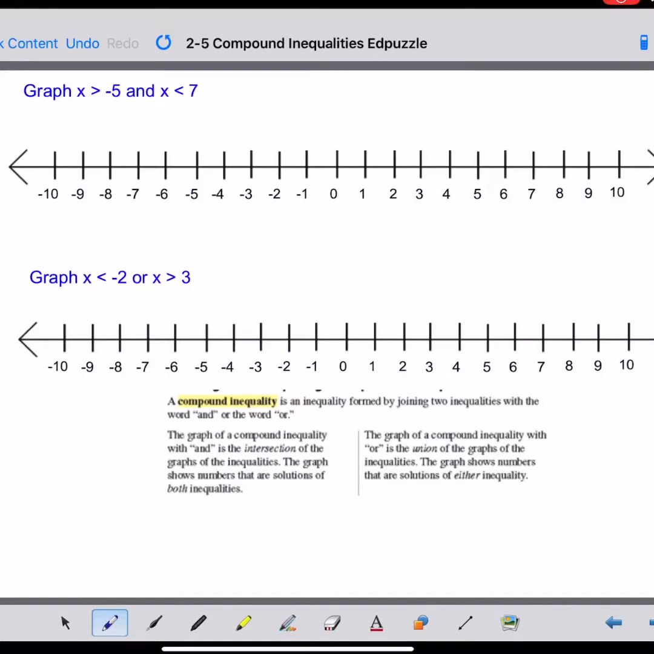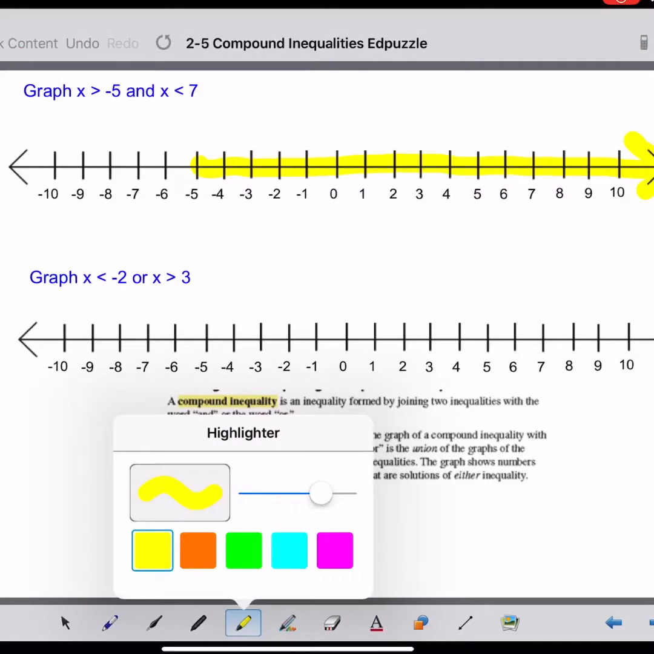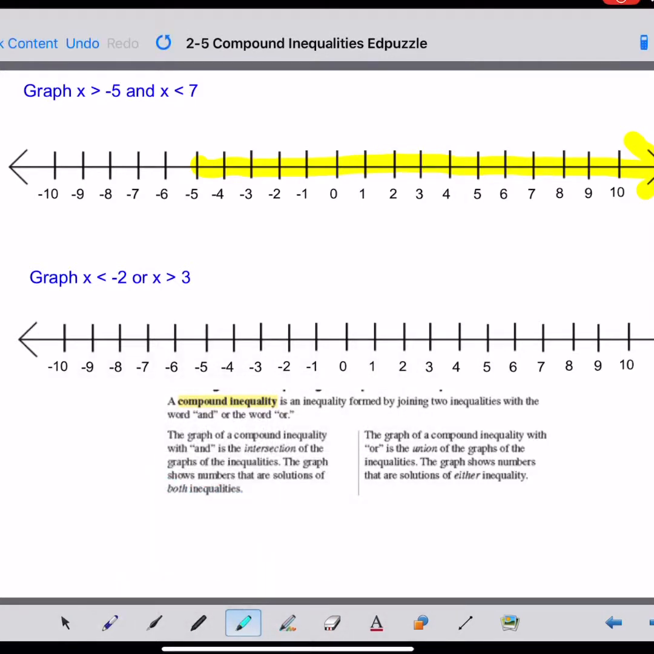So how does this relate to math? All right, so if we needed to graph all solutions that are greater than -5 and they are less than 7, you have to meet both stipulations. Just like you had to clean your room and you had to do the dishes. You had to meet both requirements. So if I am greater than -5, that is all numbers to the right, but I also have to meet the requirement that I am less than 7.